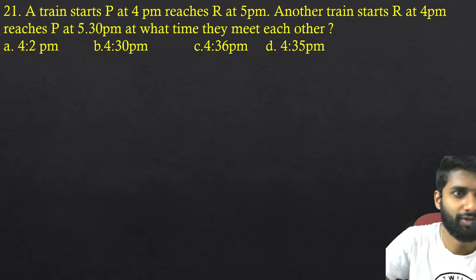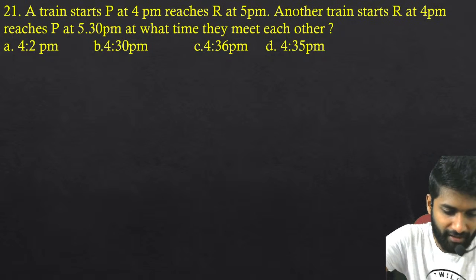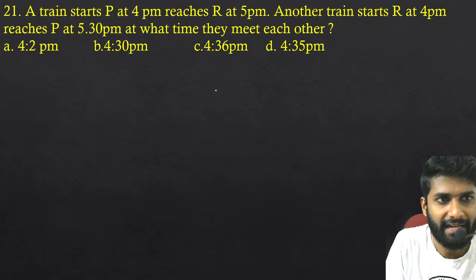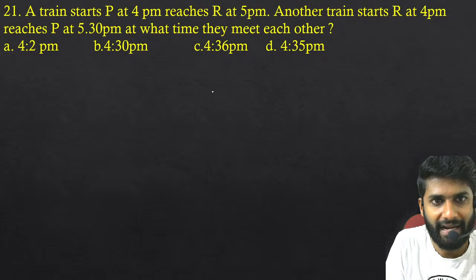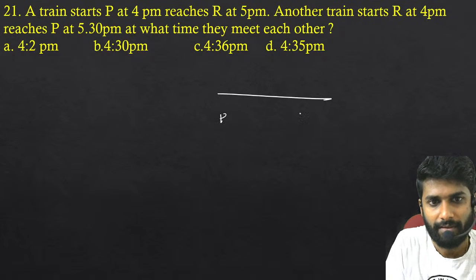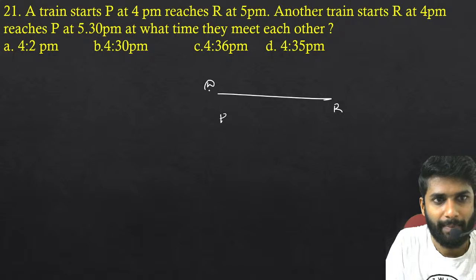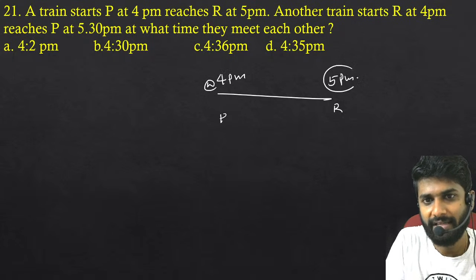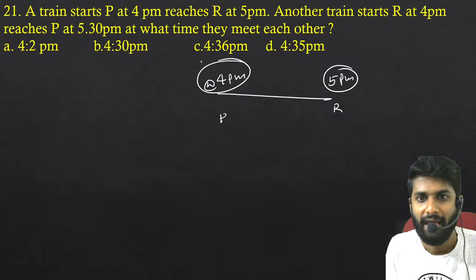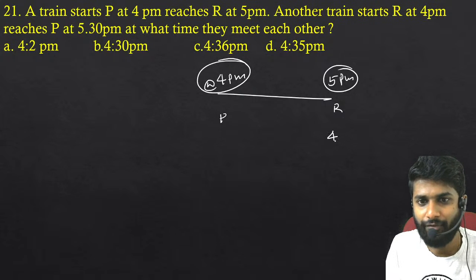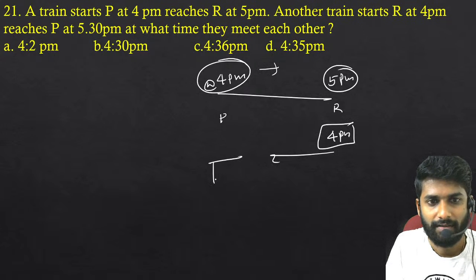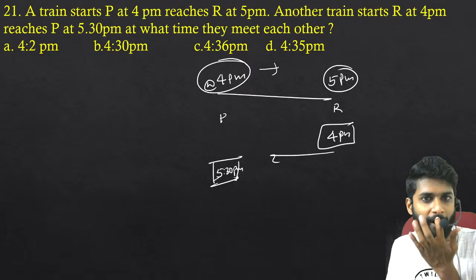Thank you so much. Let's go through the question. See how we are dealing with it. There is very little information for this question. Now, a train starts from P at 4 p.m. and reaches R at 5 p.m. Another train starts from R at 4 p.m. and reaches P at 5:30 p.m. Then at what time will they meet each other?